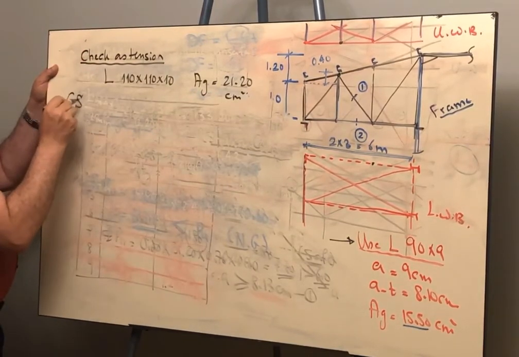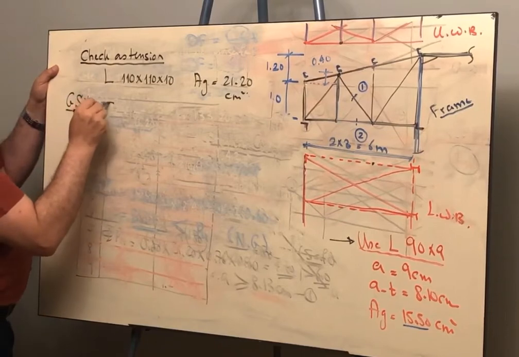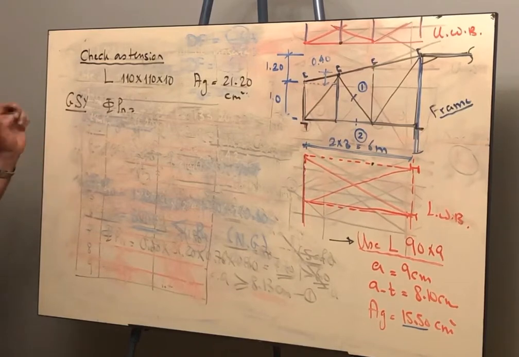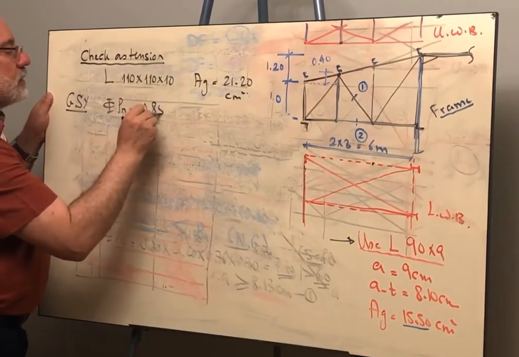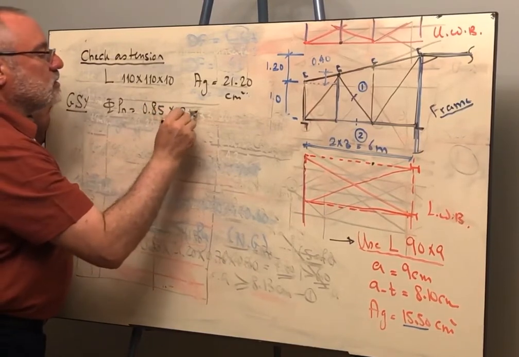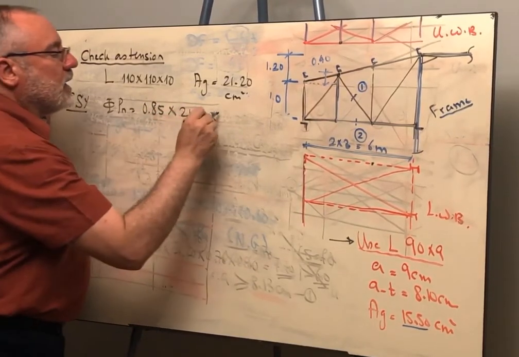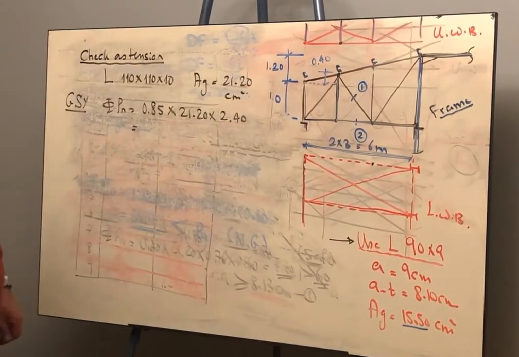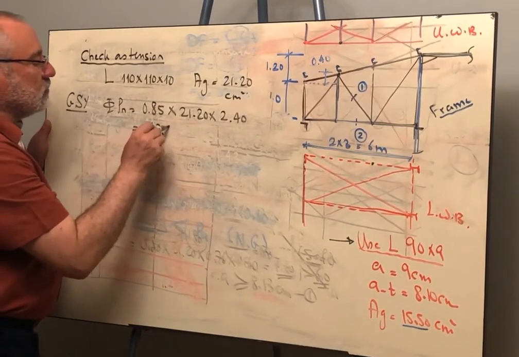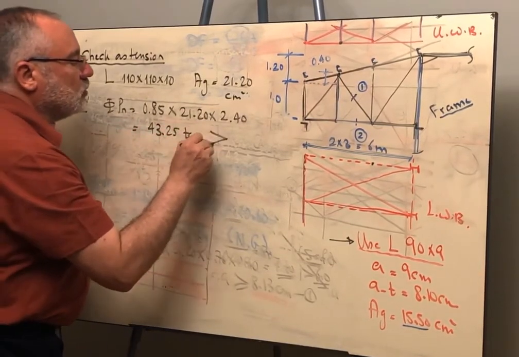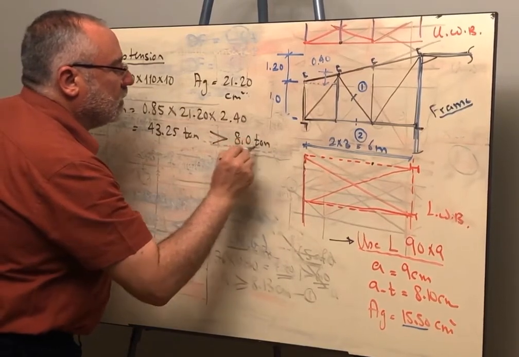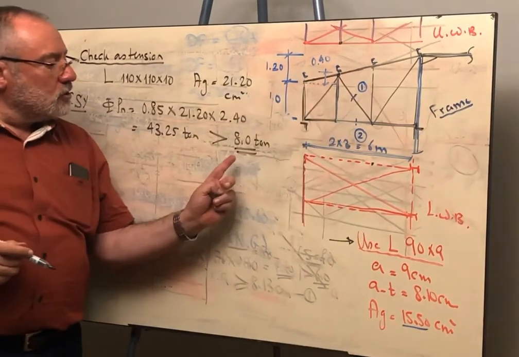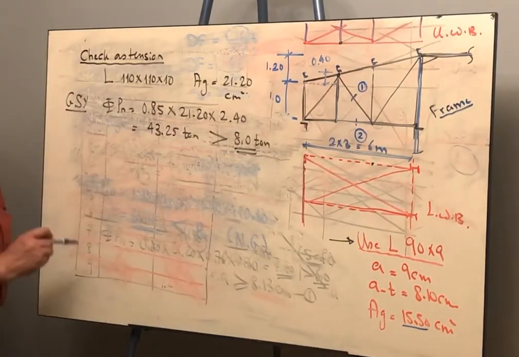First, I will go for the gross section yielding. Phi Pn equals, the strength reduction factor for the gross section yielding is 0.85. The area of the angle is 21.2 and we multiply by F yield, which is 2.4. When you calculate this number, it will be a huge number, 43.25 tons, which is bigger than 8 tons. Take care. Now I am comparing to the tension, because this was tension compression member, so I am comparing now to the tension force. So this is safe.